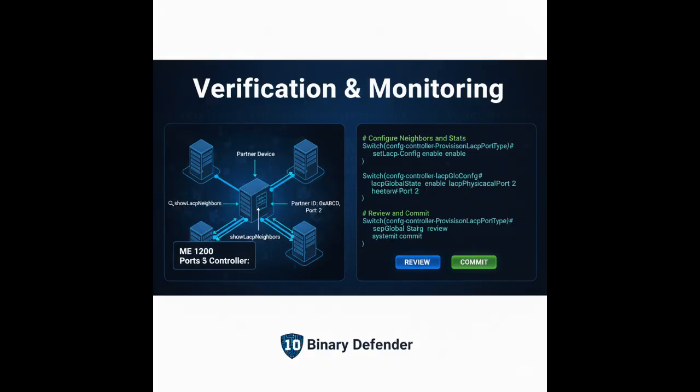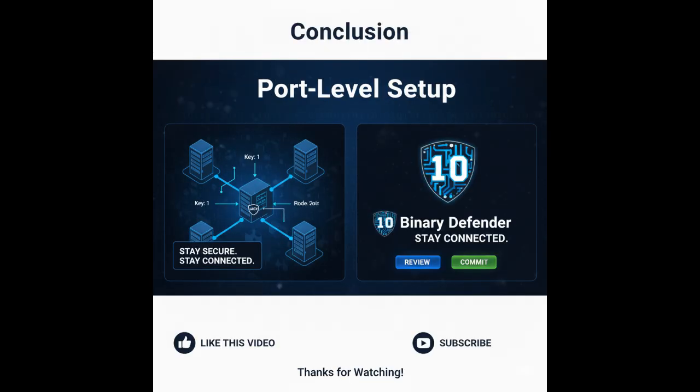Finally, verify your connection. Use show LACP neighbors to see your partner's ID and port. If things aren't working, check show LACP stats to see if frames are actually being transmitted or if there are illegal packets. This ensures your binary defense is solid. That's how you bundle links like a pro on the ME 1200.